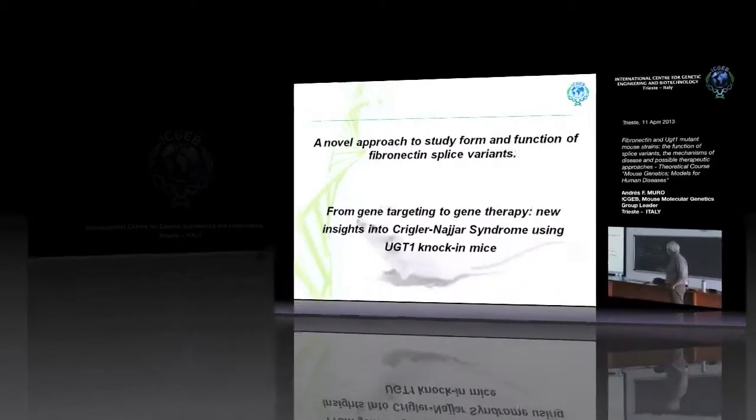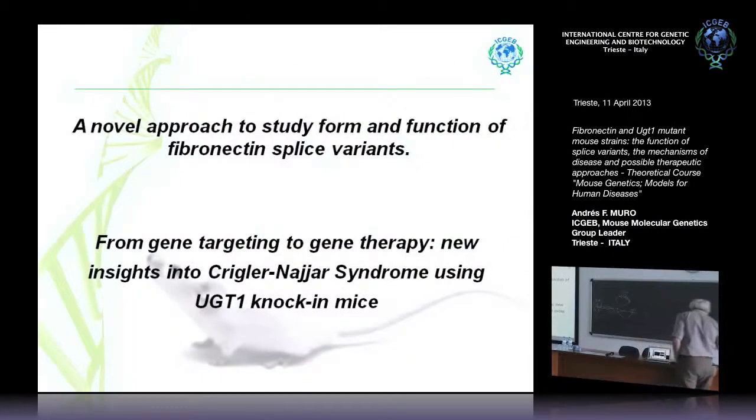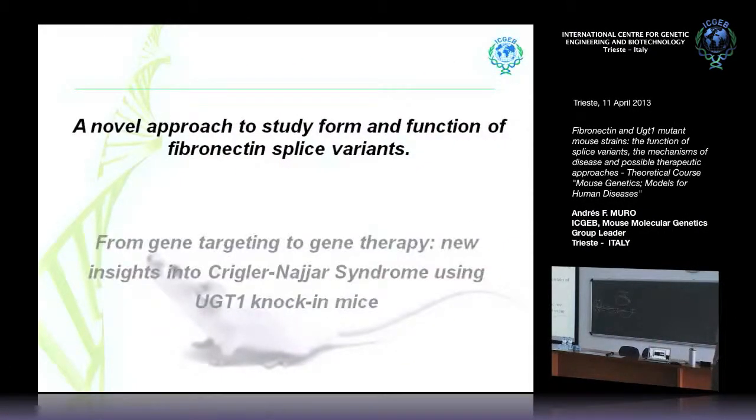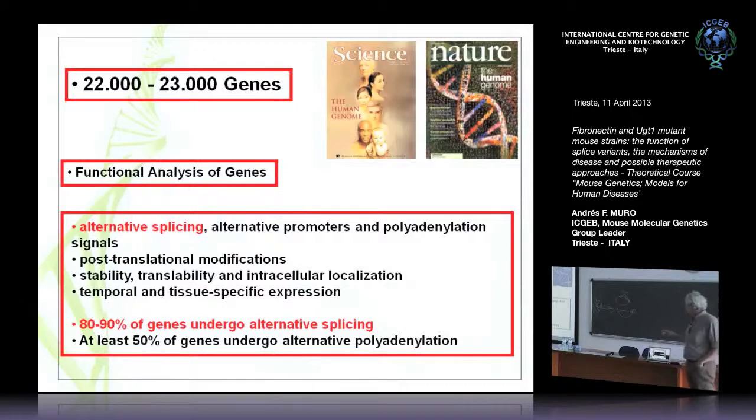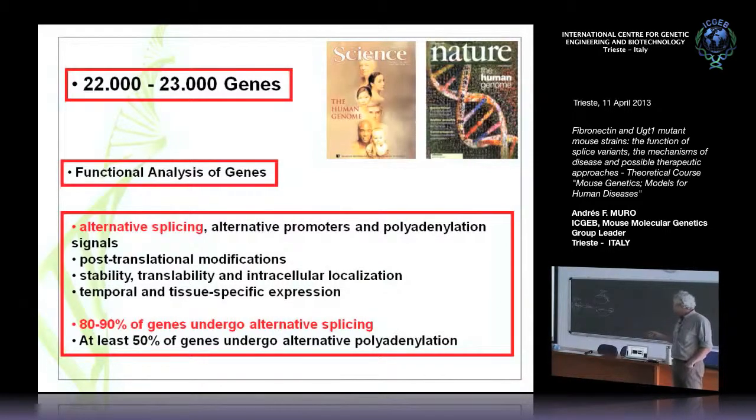So, first, I will talk about the fibronectin gene. As you know, we heard in the previous talk that we have about 23,000 genes, more or less. But even if we know the sequence, and the sequence has been known for the last 10, 12 years, more or less, we still don't know the function of the gene.